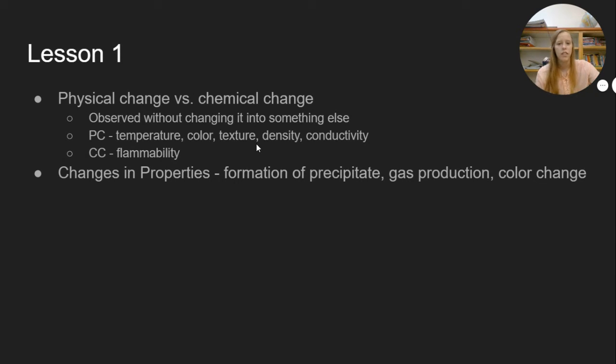So from lesson one, just a couple things. Physical change versus chemical change. Remember, physical change is observed without it changing into something else. Chemical change, it turns into one or more new substances. Okay? A physical change, you can see temperature, color, texture, density, and conductivity. Chemical change, you are able to tell its flammability. The changes in properties were the formation of a precipitate, gas production, and color change.